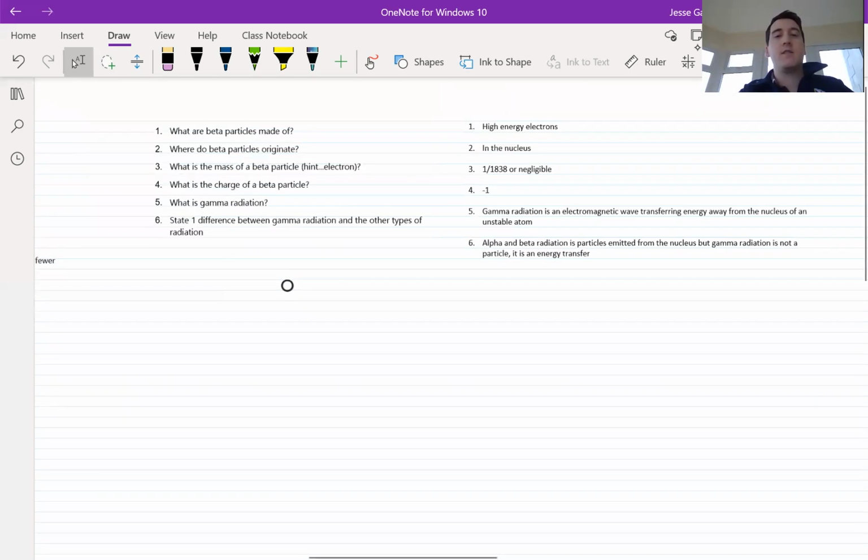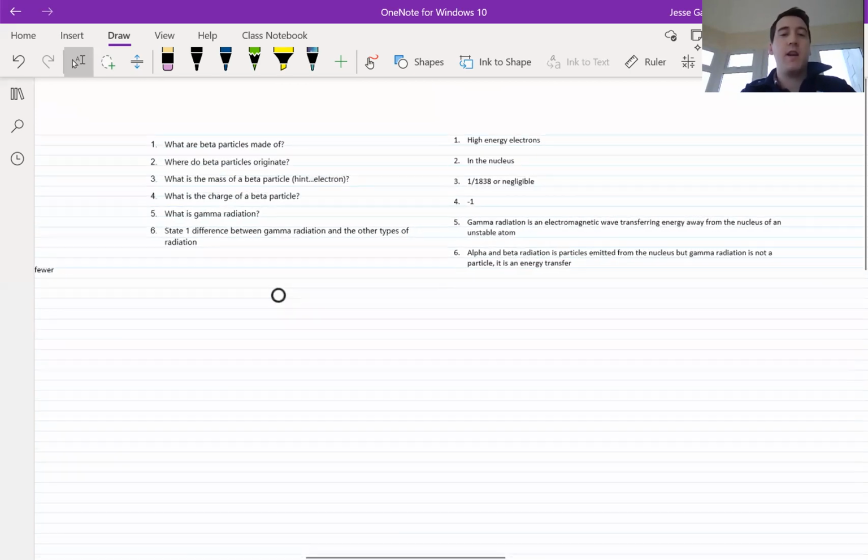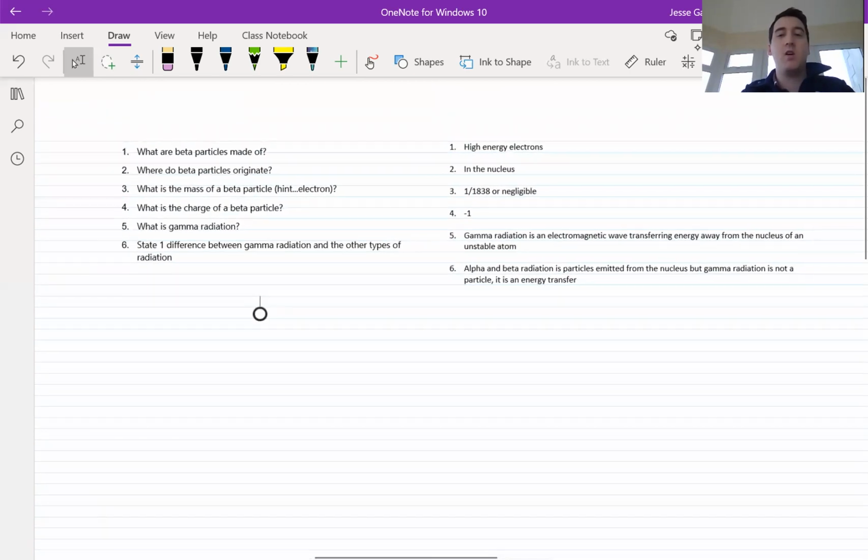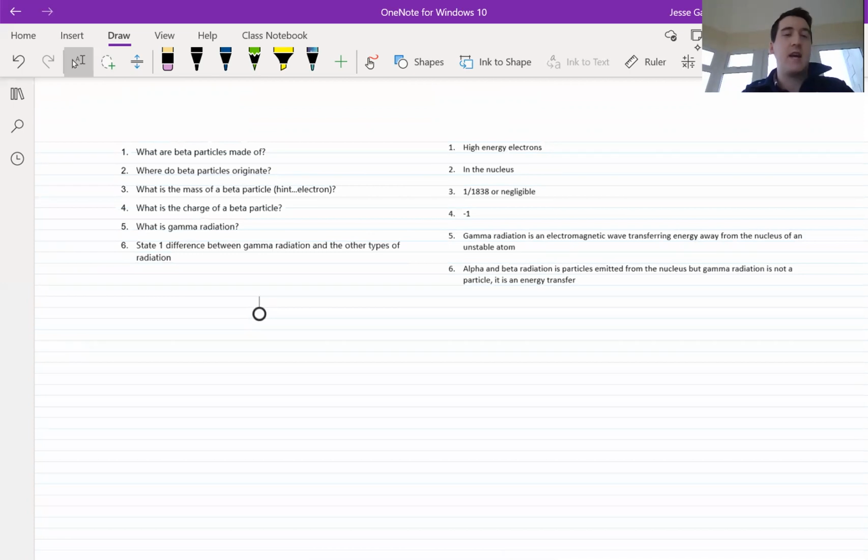Okay. All right, that's it, guys. We've learned about the different types of radiation. We'll be looking at these things, alpha and beta and gamma radiation, in a little bit more detail in future videos. But I hope you found this pretty straightforward.